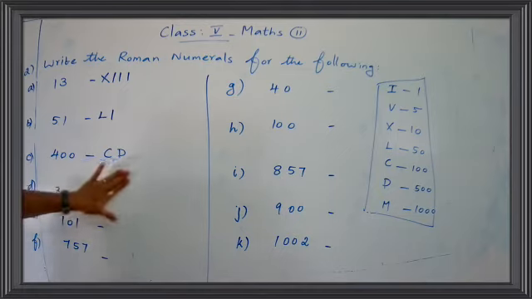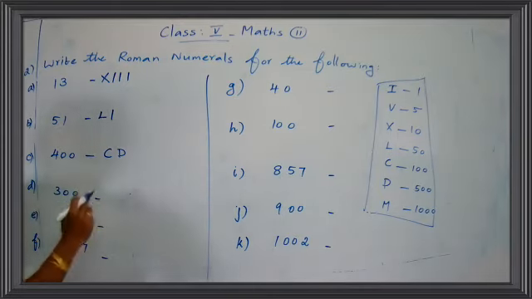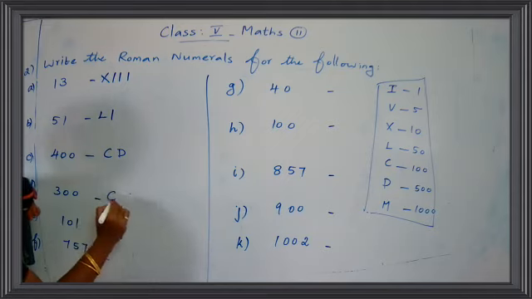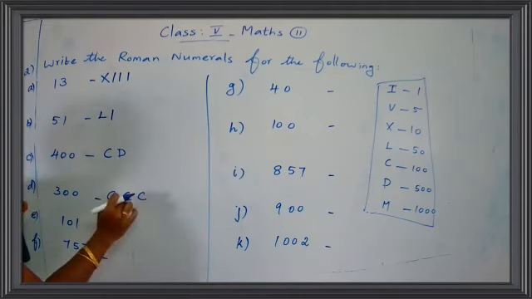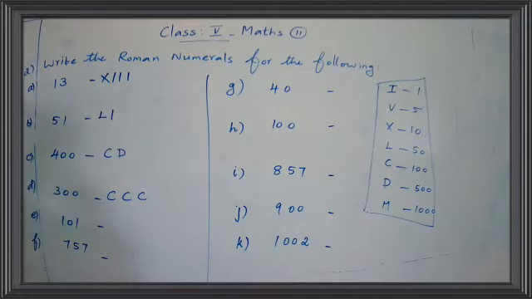Next 300. 100 stands for C. Okay. Here 300 only is there. So C, C, C. C can be written 3 times. Okay children. So your answer is CCC. So CCC stands for 300.